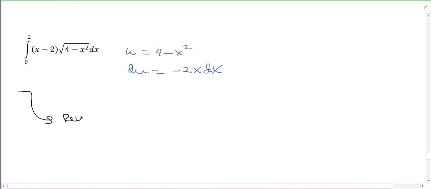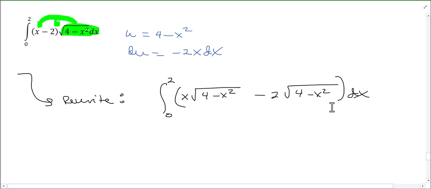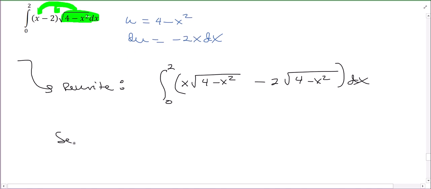But this is what makes this problem interesting. I can rewrite this problem to separate the integral. So distribute your radical. Take the square root of x and multiply it to those. That's a binomial, and this is a monomial. So multiply it in. This is going to be the integral from 0 to 2 of x times the square root of 4 minus x squared, and then minus 2 times the square root of 4 minus x squared, dx. And now we can use our properties of integrals to separate the integrals.